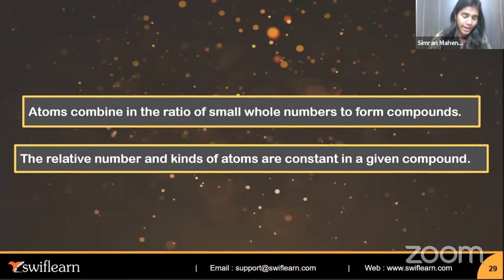Now, moving on to the next postulate, that is, atoms combine in the ratio of small whole numbers to form a compound. Take the case of hydrogen and oxygen. Hydrogen and oxygen combine in a fixed ratio, that is H2O. That is 2:1 is the ratio of the atoms, right? They combine as two atoms of hydrogen and one atom of oxygen to give you one molecule, or one compound, of water. Clear? Now, the last postulate is that the relative number and kinds of atoms are constant in a given compound. That is, if you take a water molecule, wherever you go, this water molecule would have the fixed ratio, that is 2:1, hydrogen 2, oxygen 1.